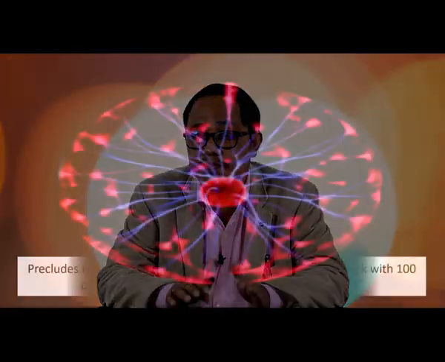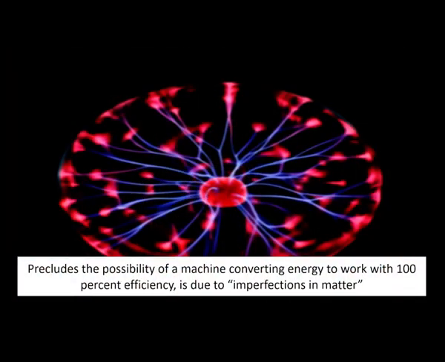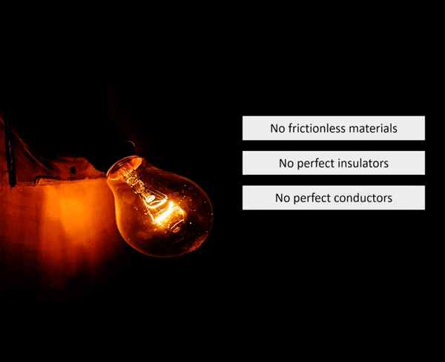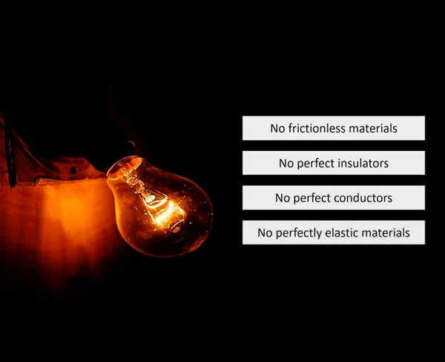He also asserted that the second law of thermodynamics, which precludes the possibility of a machine converting energy to work with 100% efficiency, is due to imperfection in matter. That is, there are no frictionless materials, no perfect insulation, no perfect conductors, no perfect elastic material, etc. This imperfection precludes the perfect conversion of energy into mechanical work. Consequently, a full understanding of material and energy transformation requires explicit attention to matter.